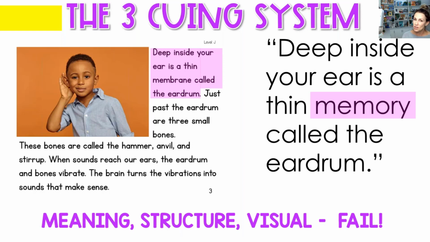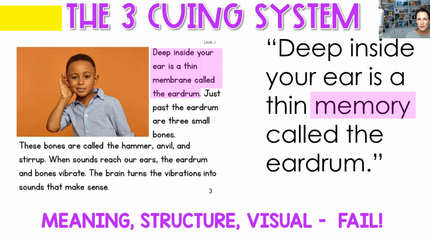We as adults know it doesn't make sense because we don't have memories in our eardrum, right? But a student who doesn't know about eardrums and all of the schema behind it would think, oh okay, maybe we store memories inside of our ear. The structure of memory and membrane looks like it could go together, and they look familiar, but we can see that it completely changes the meaning of the sentence. So leaning into that three-cueing system of meaning, structure, and visual really leads to a breakdown in comprehension as time goes on.